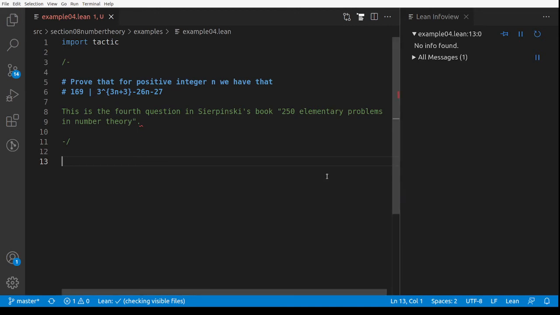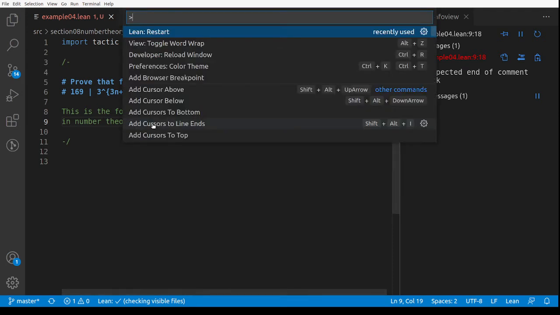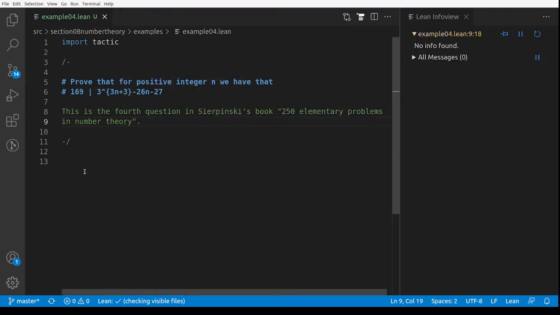I'm quite enjoying these, so I'm going to do another one. The next question in Sierpinski's book is that if n is a positive integer, then 169 divides that mess there. And this is the sort of thing that works by induction, right? And why have I got a blue unexpected end of comment block? Let's restart Lean. So the proof will be by induction, right?